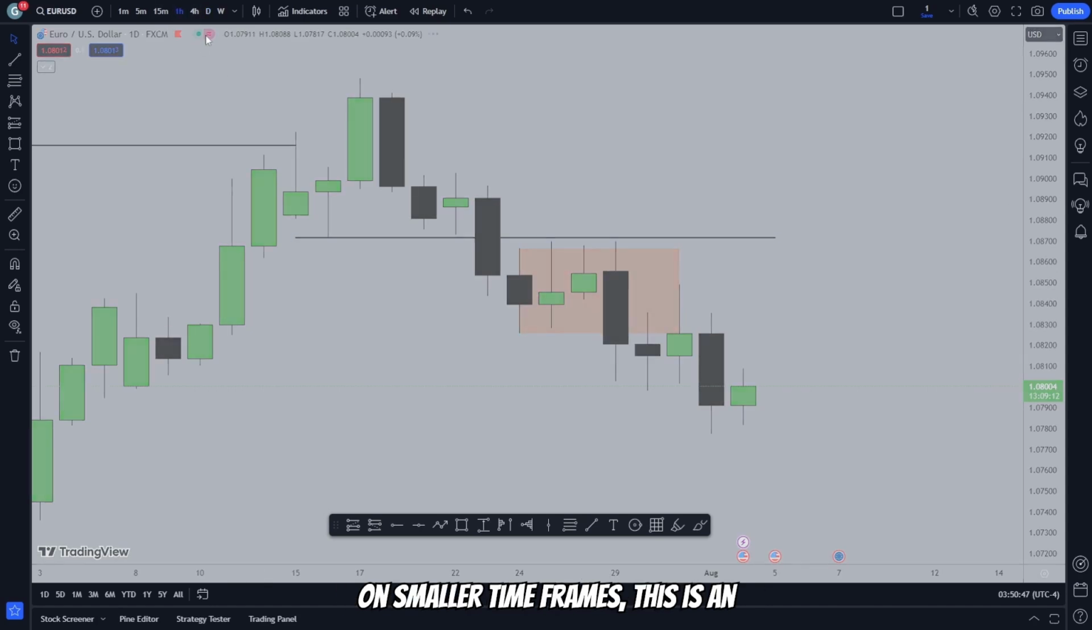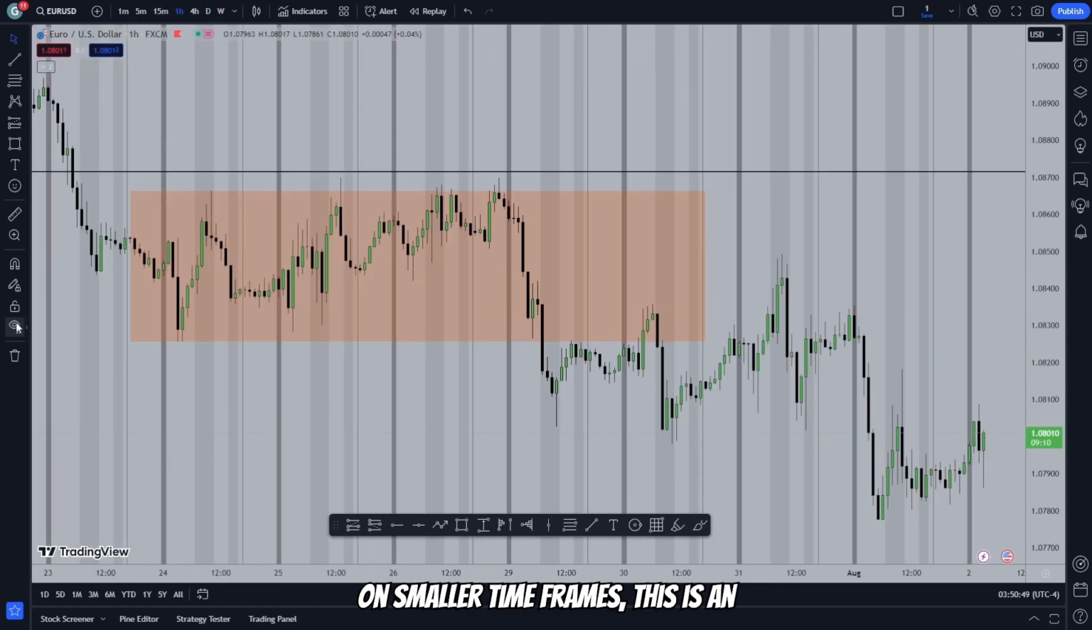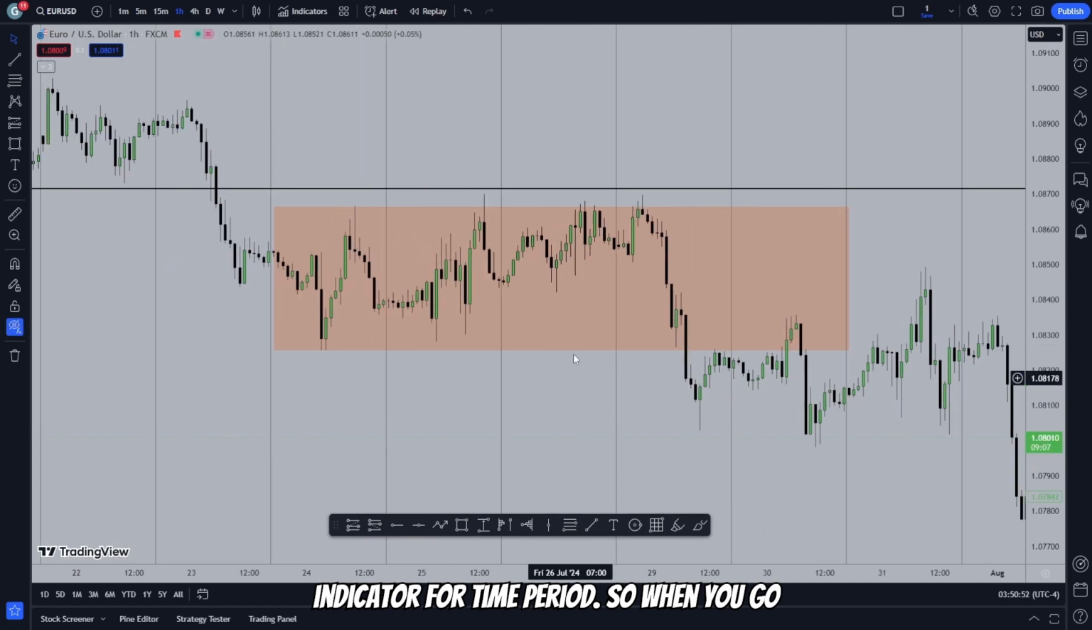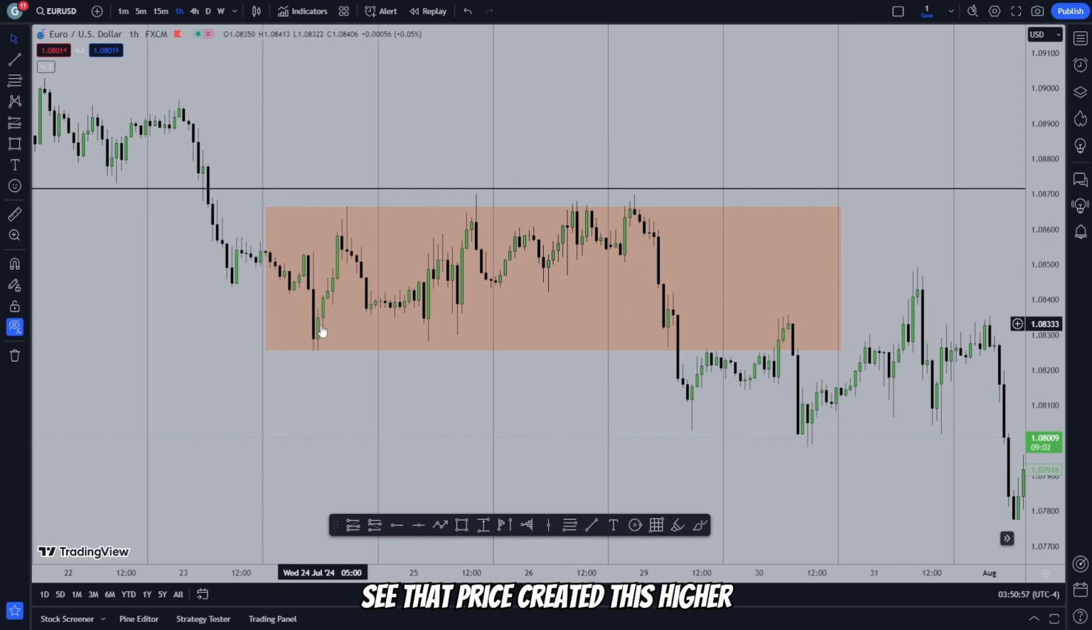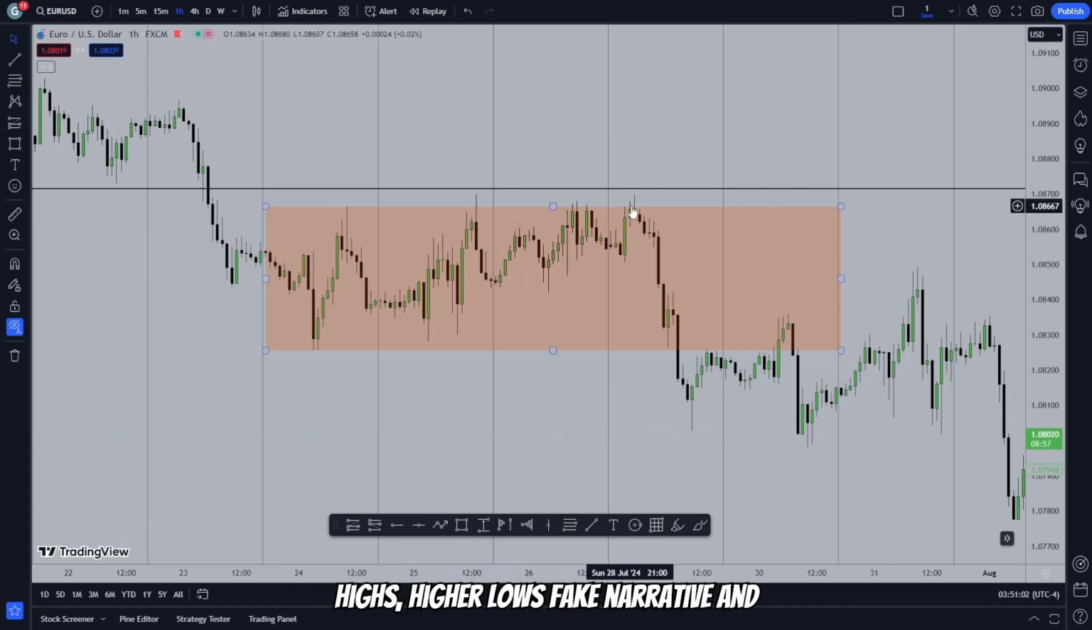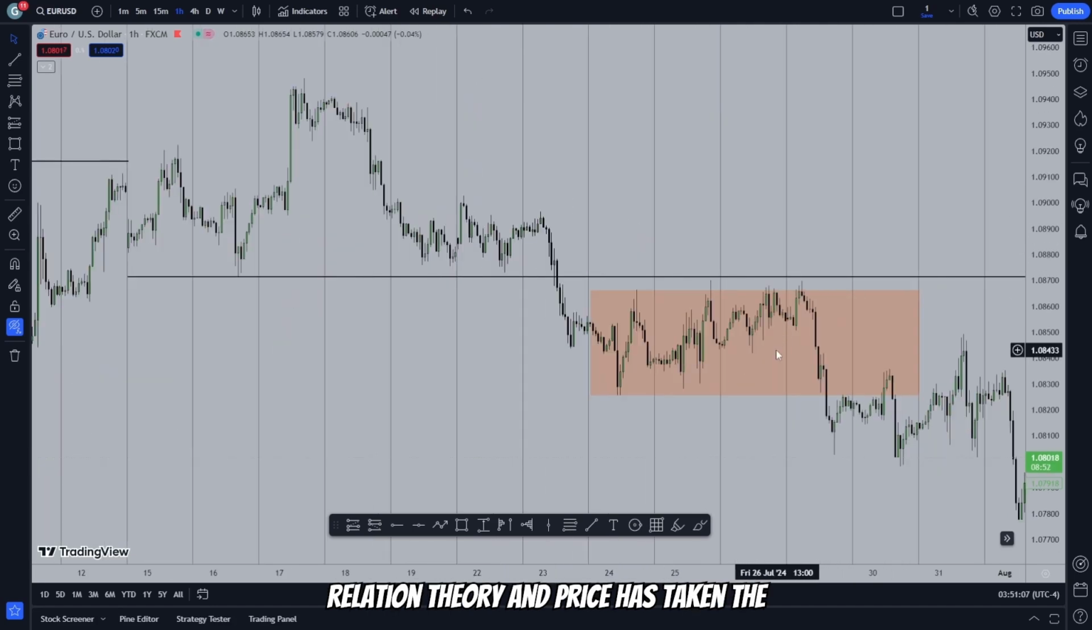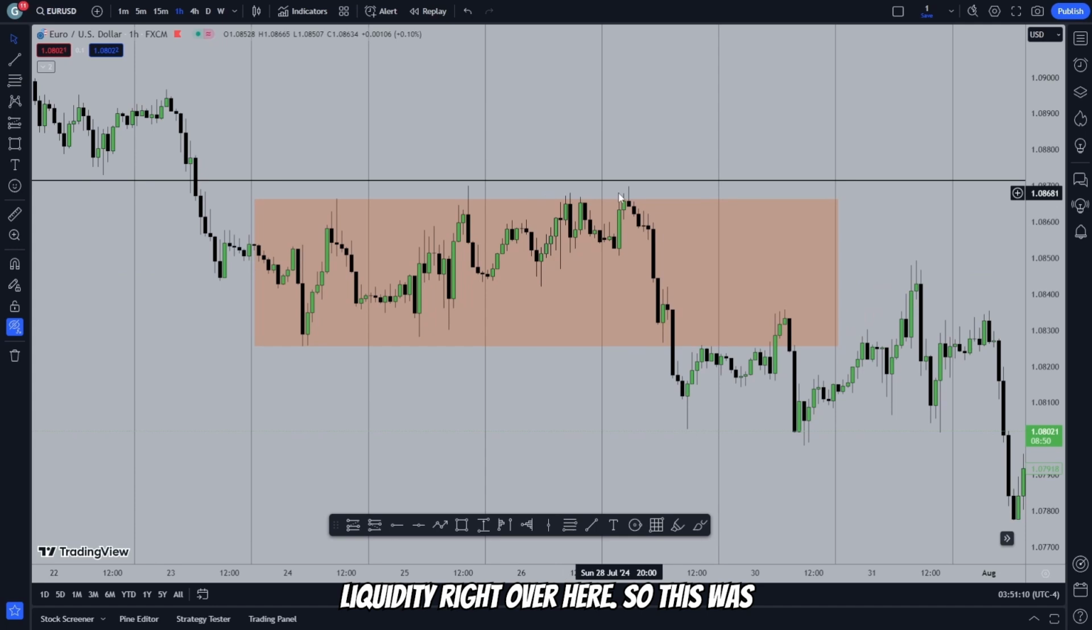If you go on smaller time frames, this is an indicator for the time period. When you go on smaller time frames like this, you can see that price created this higher highs, higher lows fake narrative, and then it went up and took this high over here. We know it's the three-day relation theory, and price has taken the liquidity right over here. So this was a great selling point.